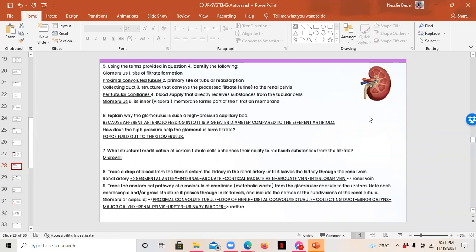Number 5, using the terms provided in question 4, identify the following. Number 1, site of filtrate formation, glomerulus. Number 2, primary site of tubular reabsorption is the proximal convoluted tubule.